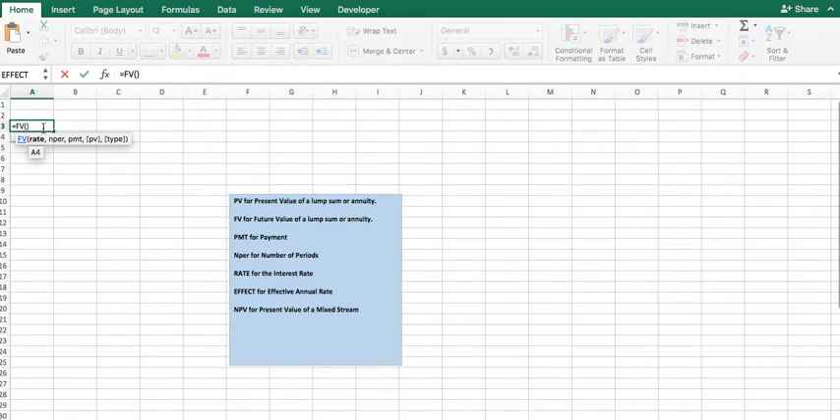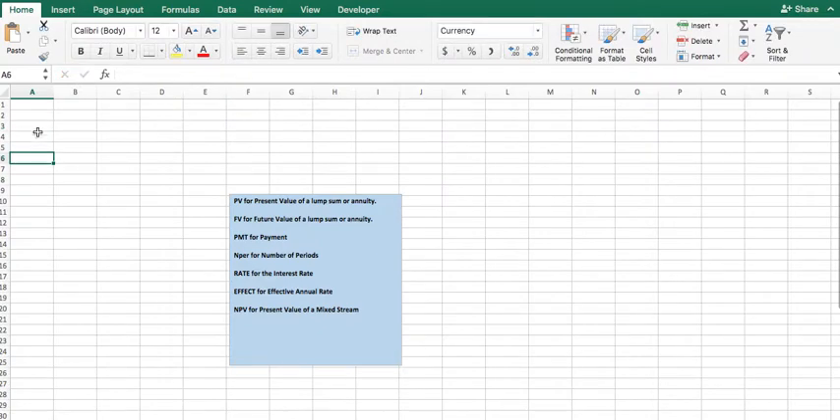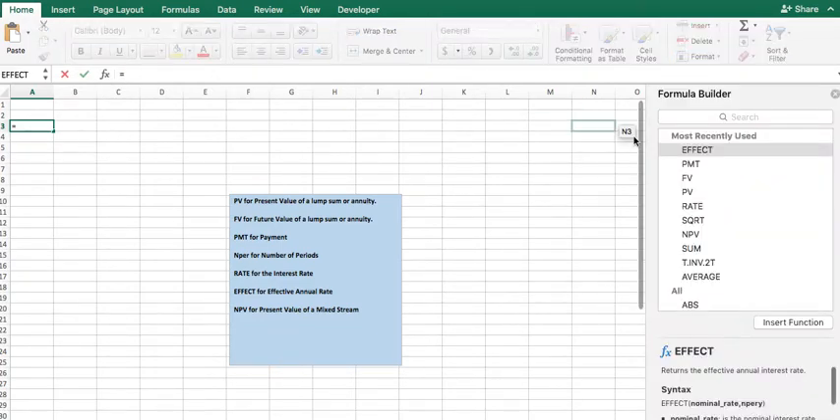So the easiest way to do it is to simply use the formula builder, and that is the FX icon up here. So this is the insert function shortcut, and if I click on that, it's going to bring up the formula builder over here on the right. So this will be a much easier way to enter the figures, and it will feel much more like a financial calculator if you've been used to using that for problems in the past.